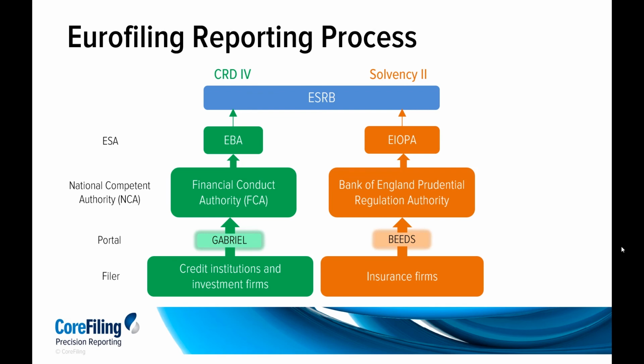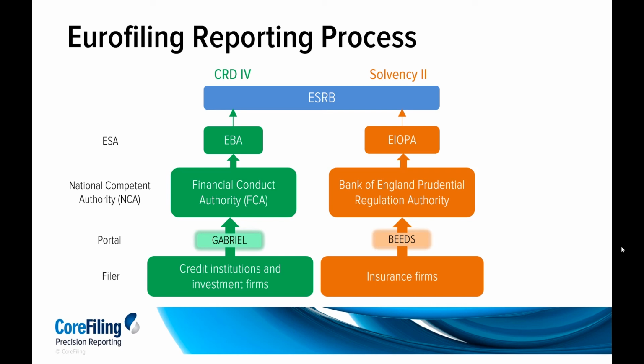So let's look at the actual reporting process. The supervisory authorities, EBA and EIOPA, provide the XBRL taxonomies that define the specific pieces of data that they want to collect, together with any data attributes and the relationships between each of the data elements. Filers are then required to submit their data that's also in XBRL format, and we'll discuss that a little bit more in detail later.